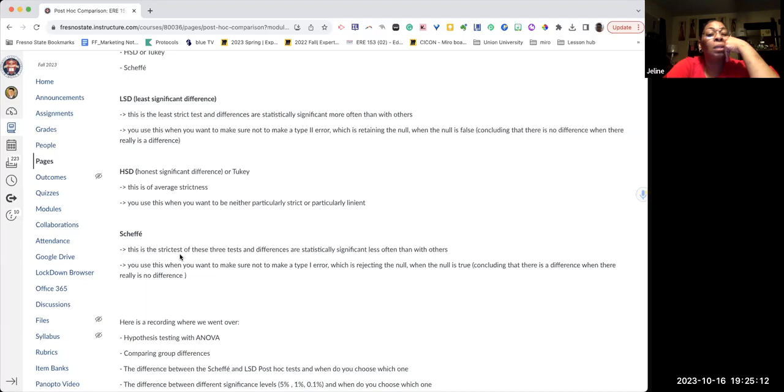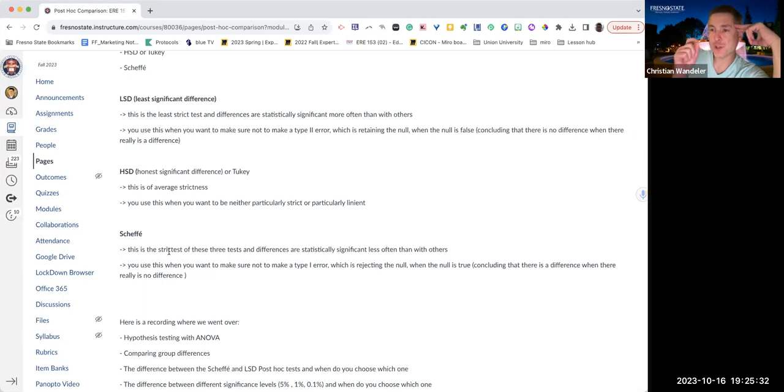Is that how you're relating that together? Well, let's say there's a small difference. The LSD will say that's a statistically significant difference just because it's less strict. If we have the exact same numbers, a small difference, but we're using the Scheffe test, which is stricter, the Scheffe test will say there's no statistically significant difference, just by the way that the test is set up, right? The same numbers, the different tests will show different results.